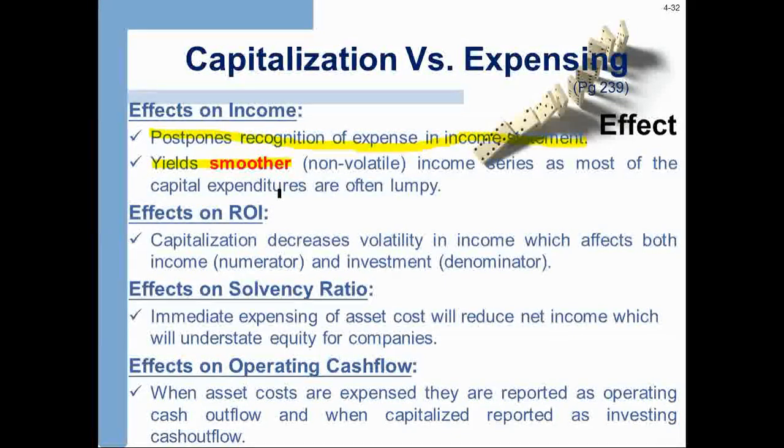Because if we write huge expenses in 1 year, if we buy property, plant and equipment, then ultimately our net income will show too much volatility. So this is the first and foremost important reason why we use capitalization.